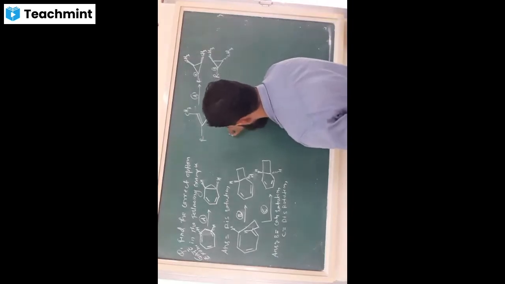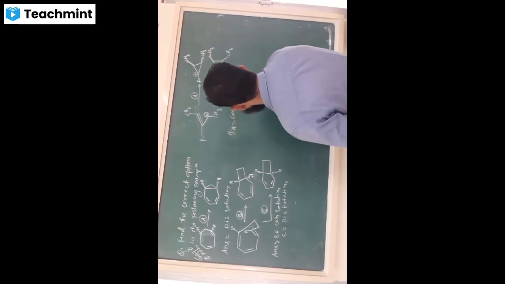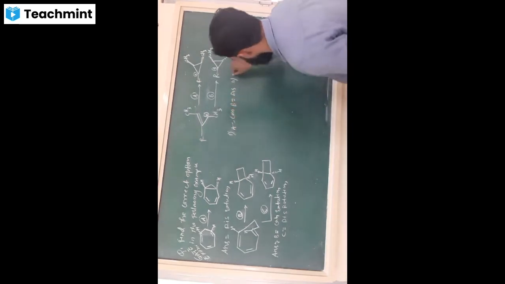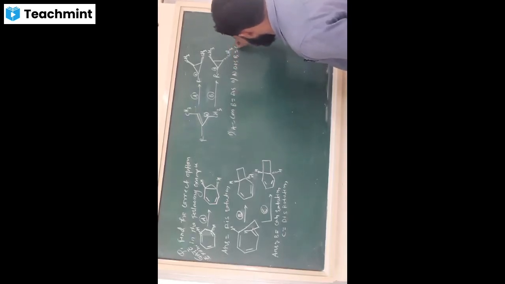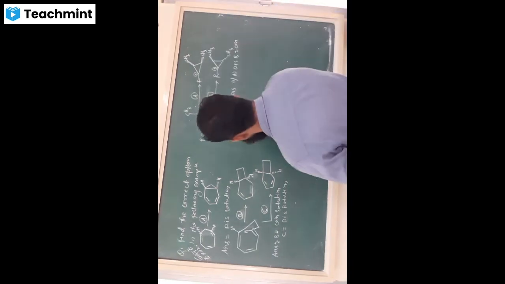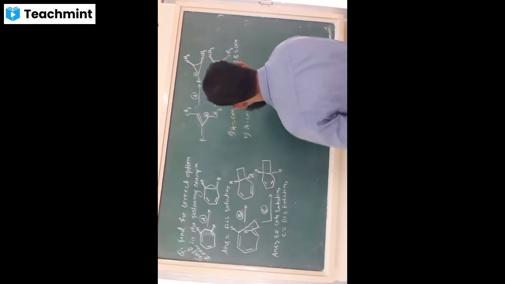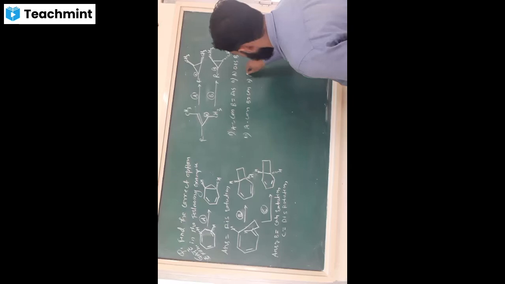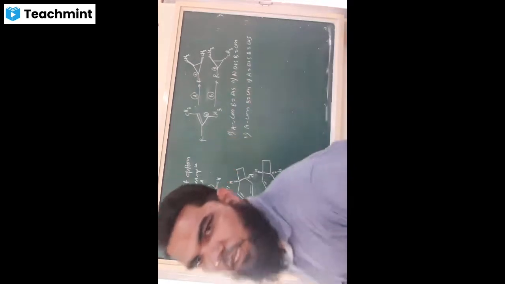So I will give you some options again. In option number first, A is con rotation and B is dis rotation. In option number second, A is dis rotation and B is con rotation. In option number third, beta, A is con rotation and B is also con rotation, and in option number 4, A takes place with dis rotation and B also takes place with dis rotation. So which option is correct?